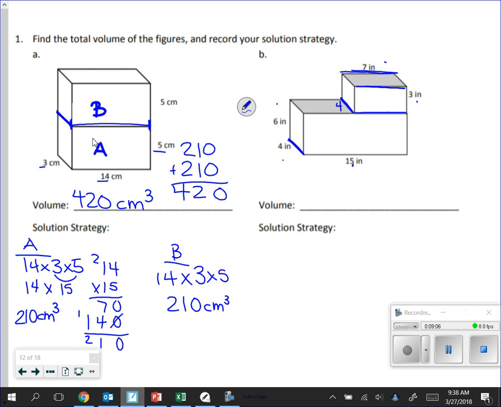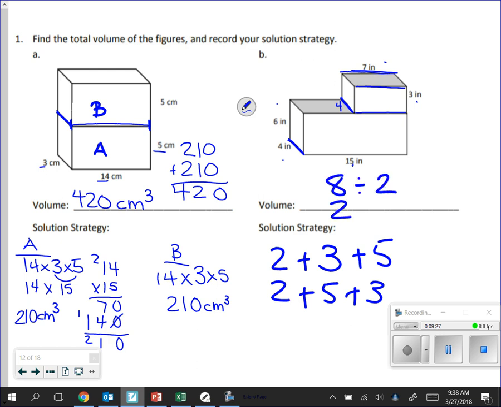The only time that I cannot switch the order is subtracting and dividing. Because 2 plus 3 plus 5 is the same as 2 plus 5 plus 3. But the only thing that is not the same is 8 divided by 2 and 2 divided by 8. Those are not equal. Does that make sense? You get that? So, you see where I went with that? Yes, ma'am. You cannot switch this, but you can switch those.